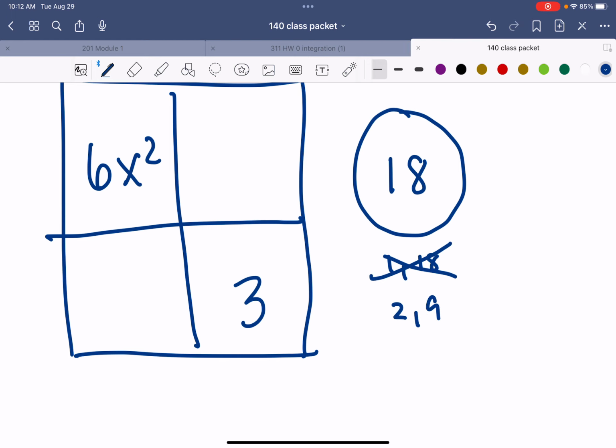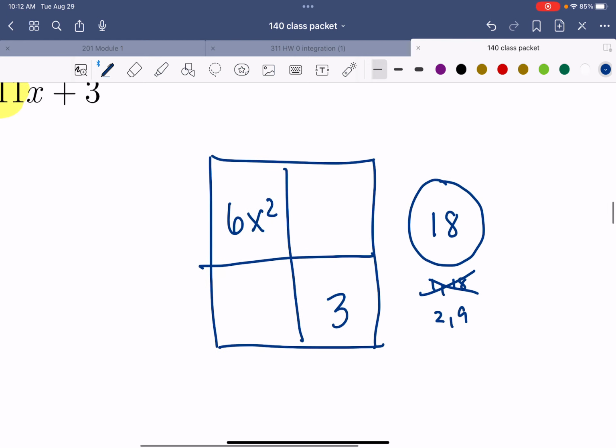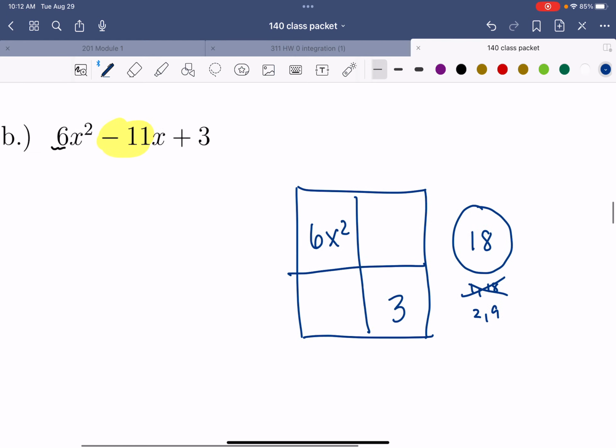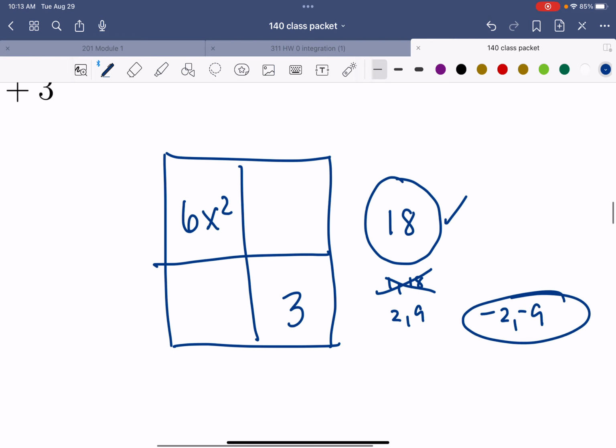2 and 9. Ooh, if I add those together, that's 11. But do I need them to be positive or negative? I need them to add to -11. So 2 and 9 won't do it. But if I make them both negative, then -2 times -9 is +18. And when you add them together, you get -11. So I'm going to use that one.